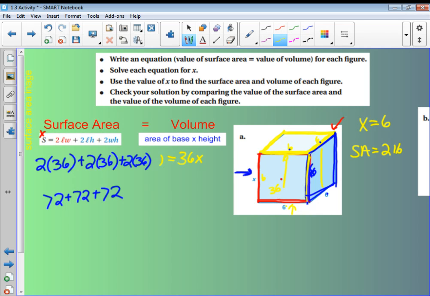So I'm going to substitute in this equation 6. So 36 times 6, not 366. Pull my calculator out. 36 times 6 better give me 216, and it did. So volume equals 216. These are equal to each other, so I know that I did it correctly.